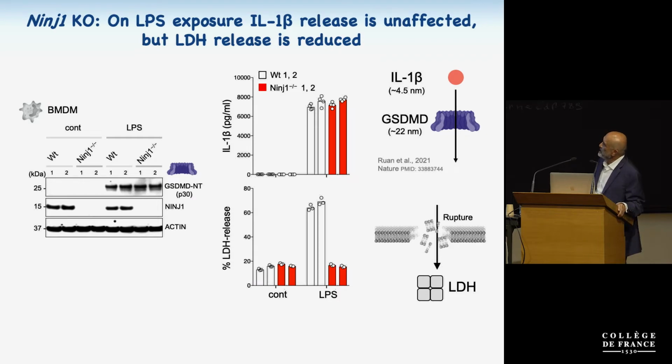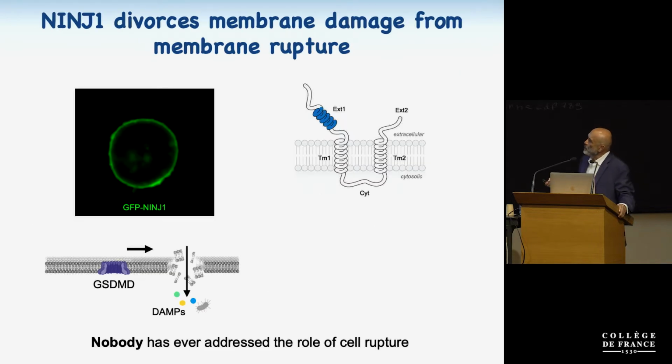But now let us look at the release of LDH. Wild-type macrophages release LDH. NINJ1 null knockouts don't. How is this possible? Because what I'm saying is that you've damaged the membrane irreparably, and what we've been taught is that there are passive forces at play, many of them osmotic in nature, that lead to the lysis of the cell and the release of large molecular weight substances, including large molecular weight DAMPs, intracellular pathogens, etc. But nobody has really addressed the role of cell rupture because we've always assumed that it is passive.